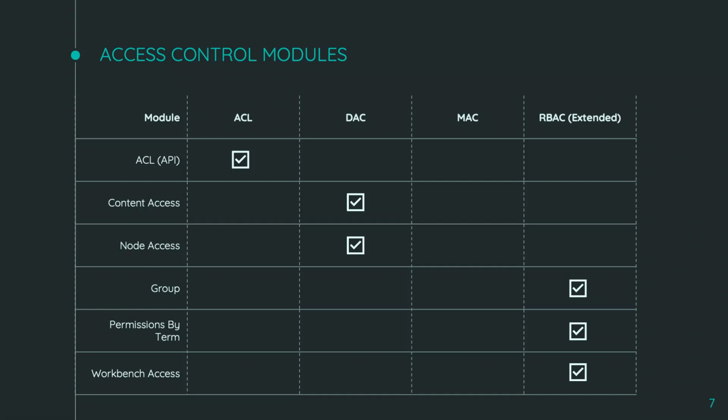But I would say the vast majority of the popular ones extend the role-based access control paradigm in Drupal. So that's where you get the group module, which defines different scopes or domains for roles and permissions, but it's still very much an RBAC paradigm. We have permissions by term, which essentially turns taxonomy terms themselves into a kind of permission. And then you also have workbench access, which follows a similar paradigm where you can have taxonomy terms or menu items, or you can create your own custom plugins. But again, you're extending the permission system in Drupal.